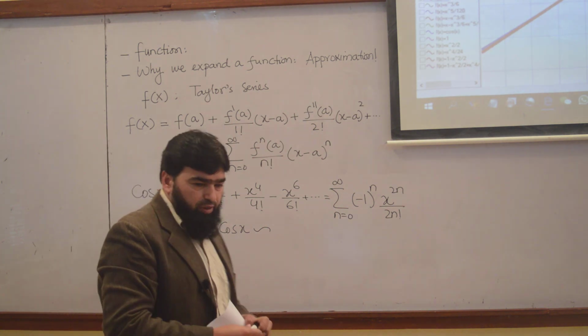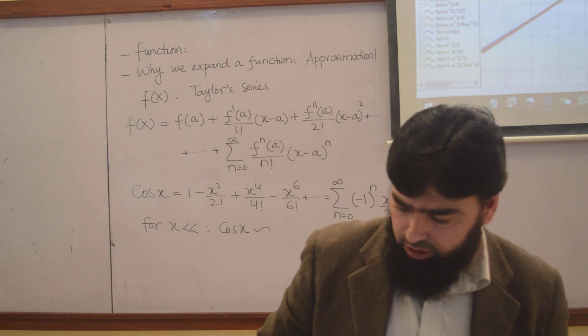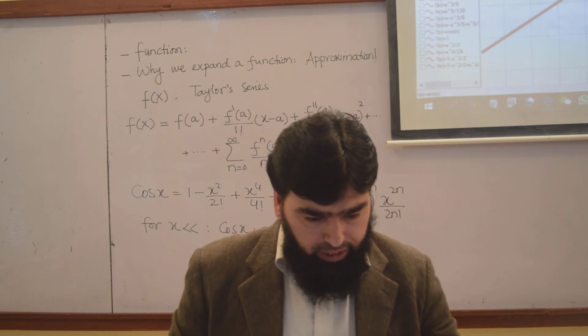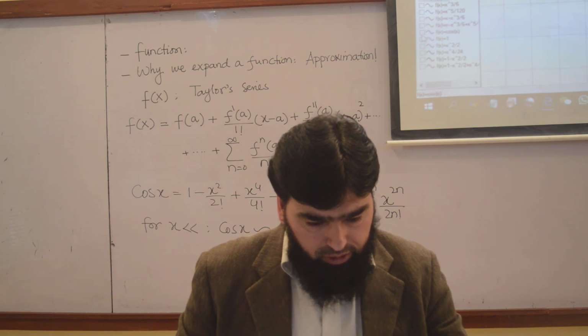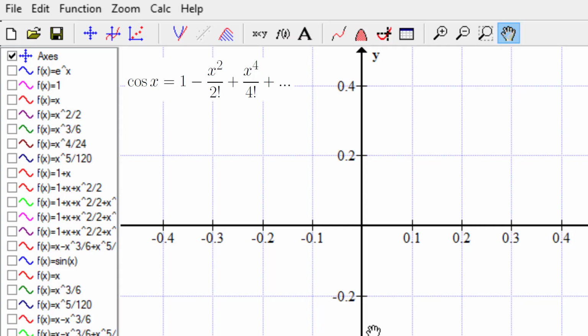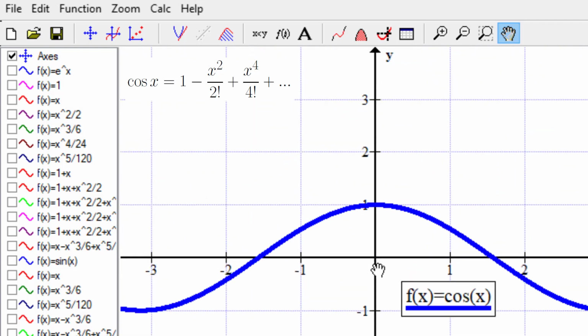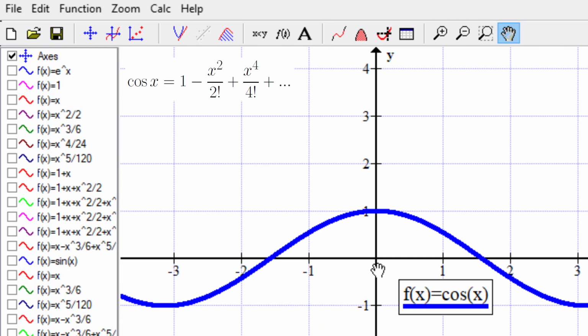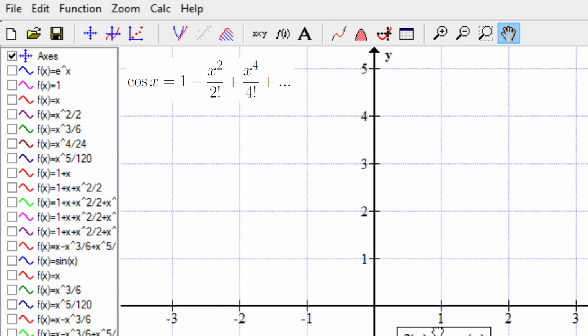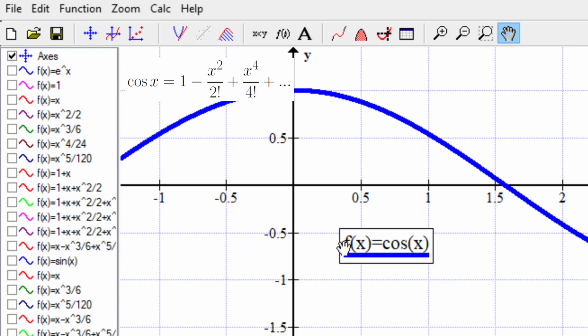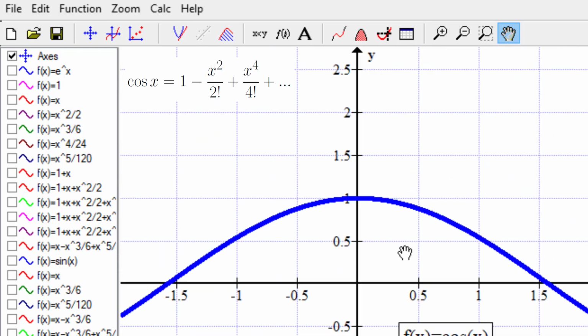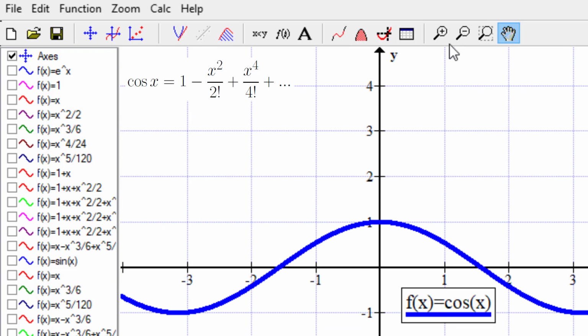And the very first thing, let's plot cos x, and this is cos x, which is plotted. So let me reduce the scale here, and this is cos x. So cos x we have plotted, and okay, let me reduce the scale. So this one, let me move it down.